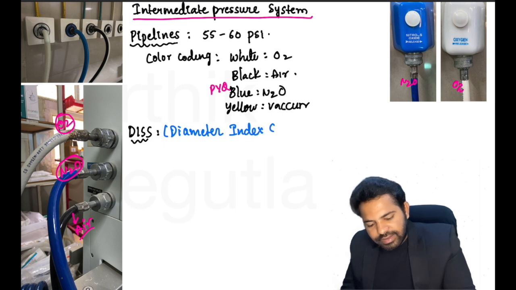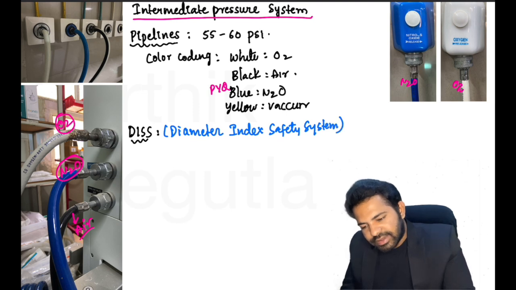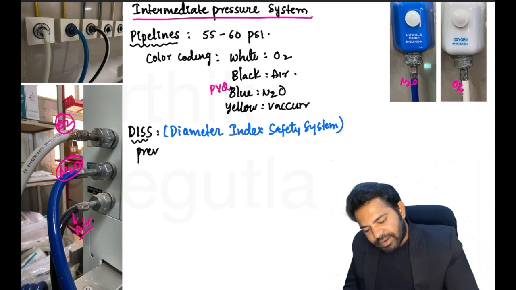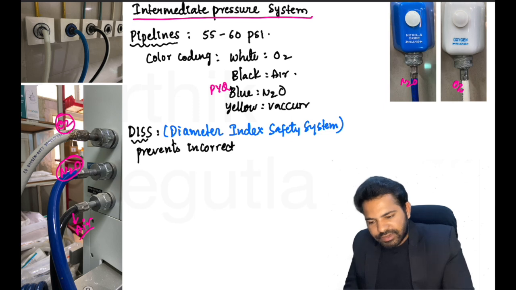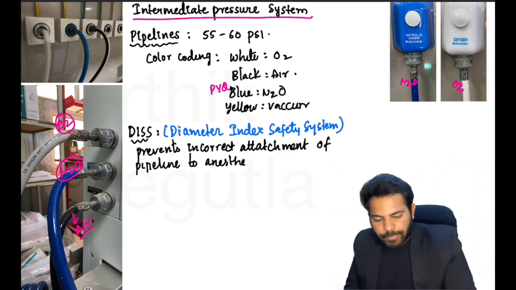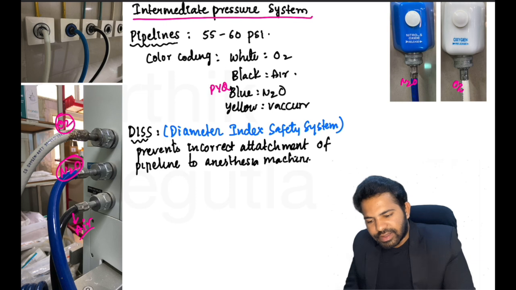Diameter index safety system. Similar to the pin index safety system, the diameter index safety system will also prevent the incorrect attachment of the pipeline. It prevents incorrect attachment of pipeline to anesthesia machine. So this is also a safety mechanism.